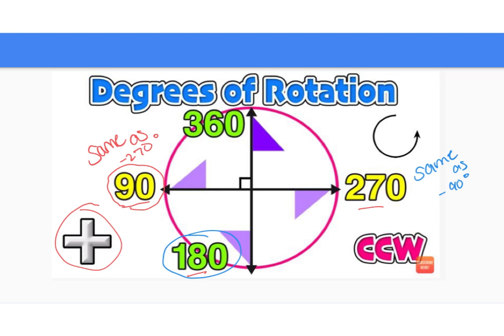Now, in the next video, you're going to see some rules that can be used to try and figure out rotations for certain images.